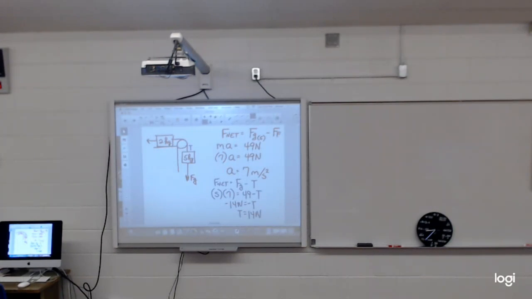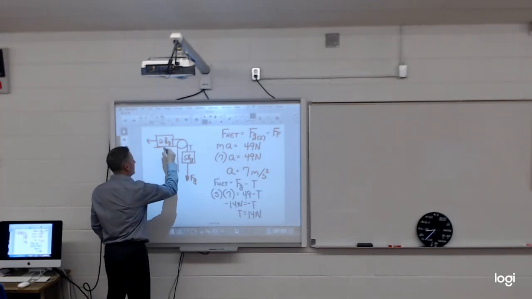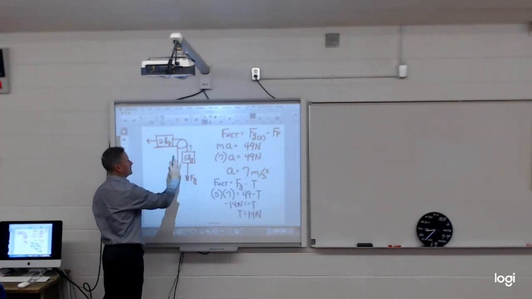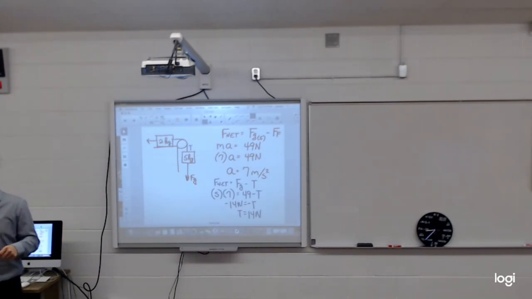I want you to ignore the 5 kg for 1 second. I'm going to show you something real quick here. You can get these questions right and prove your answer very quickly. What are the forces acting on the 2 kg? Force of gravity and the normal force. And what happens with those two? They cancel out because you're on a horizontal surface, right?